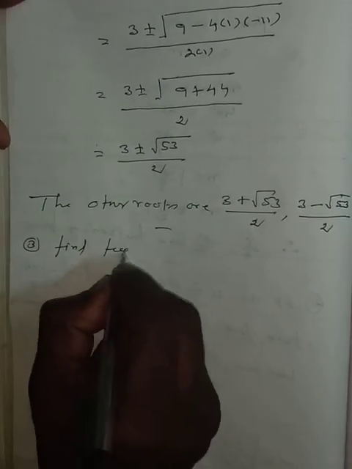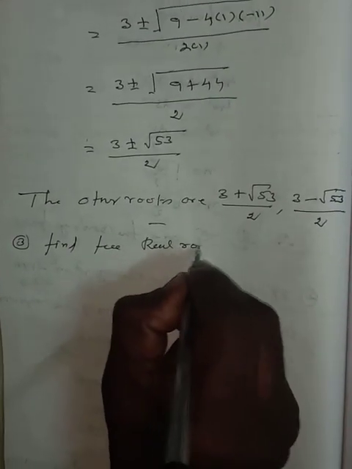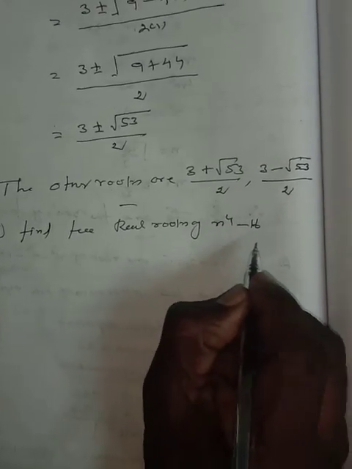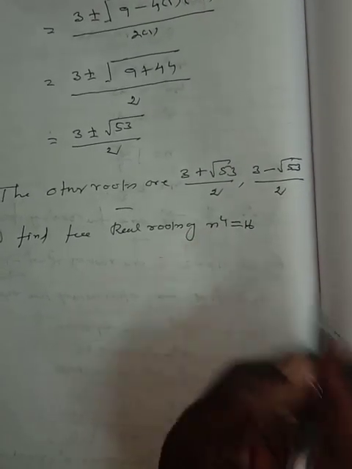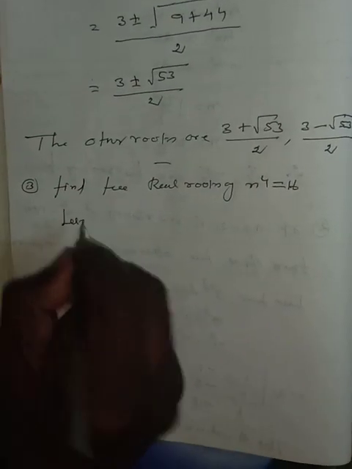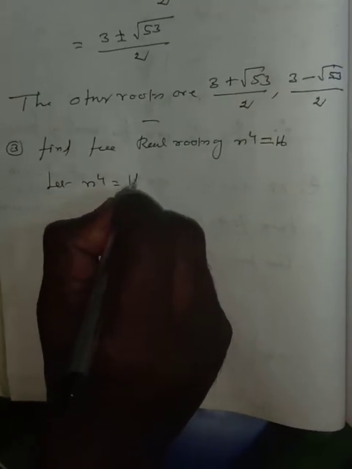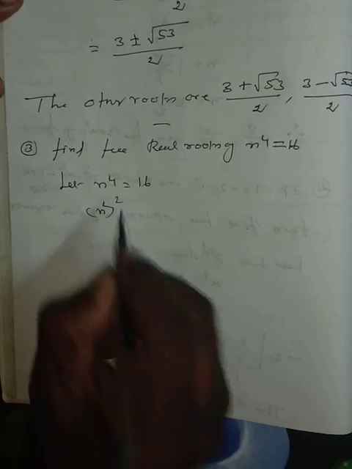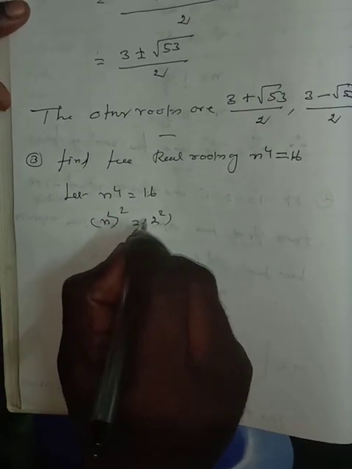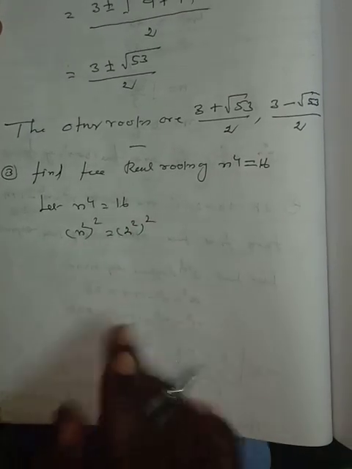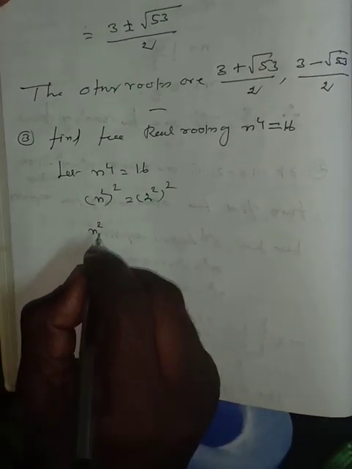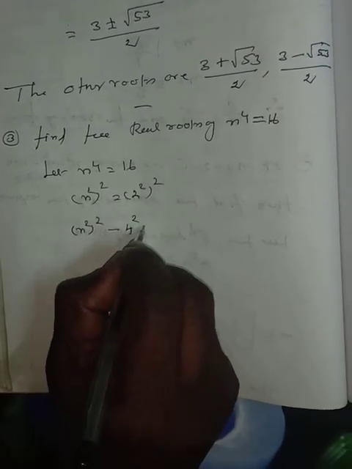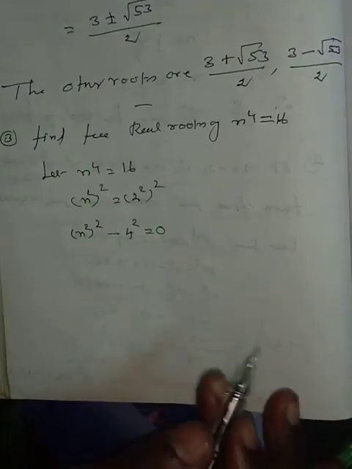Find the real roots of x power 4 minus 16. x power 4 is equal to positive 16. This can be written as x square whole square is equal to 4 square, since 2 twos are 4 and 4 square is 16. Now x square whole square minus 4 square is equal to 0.